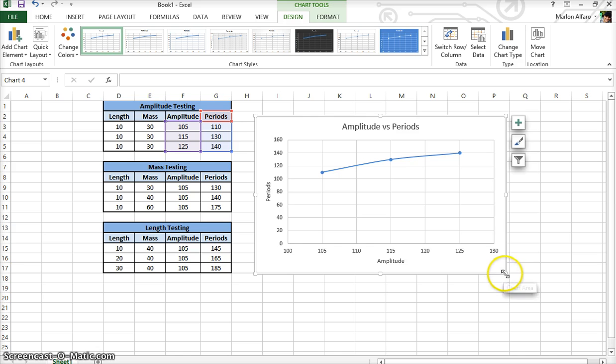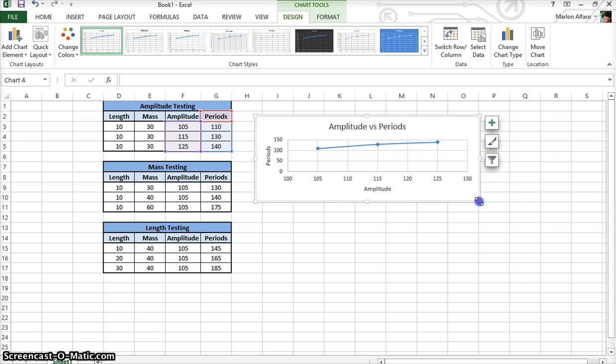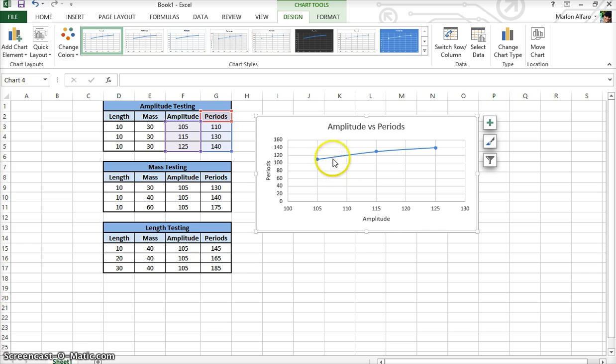And that's it for this one. So you can see with this graph that as my amplitude increases, my periods are increasing as well. And this goes along with this table. It's saying at 105 it should be 110 periods, and that's what the table is saying as well. But what this graph helps identify is the relationship between amplitude and period. As amplitude is increasing, my periods are increasing.